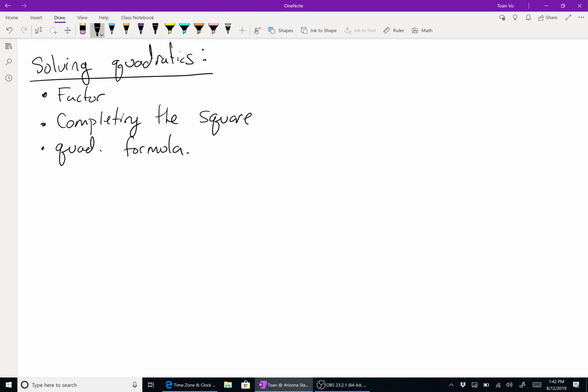Sure. So let's do one example here. So completing the square example.